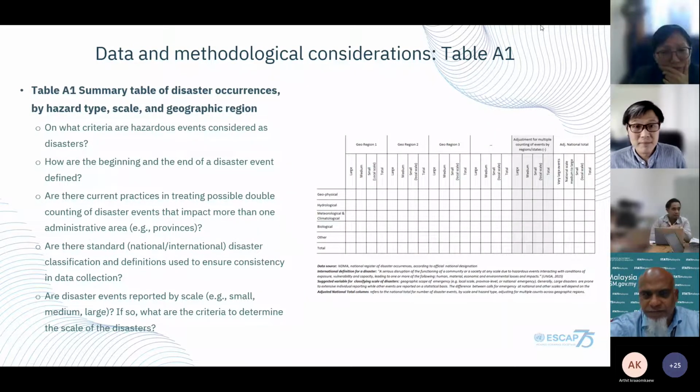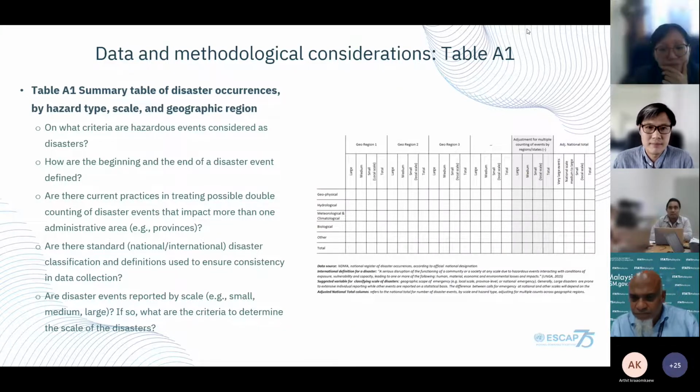Kun Pong, just to add, we also have Ms. Xiaomi from ADRC who also shared with us the information on the GLIDE number. So Xiaomi, if you would like to also add something on this, you're more than welcome. Thank you for joining us today as well.